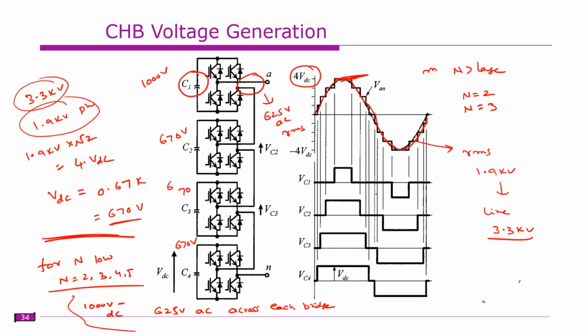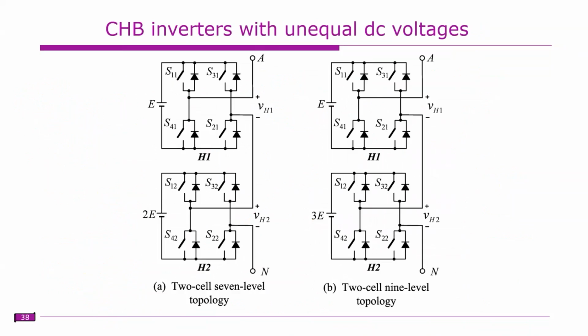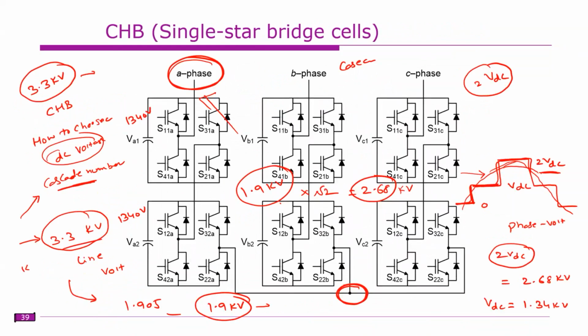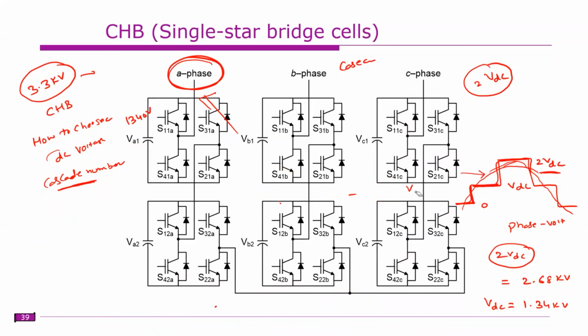Right. So this is how we will select the cascade number, or how we will select the DC voltage. So the next thing is how to select this cascade number. That all depends on the device blocking voltage. In this particular case, we selected VDC as 1340 volts.